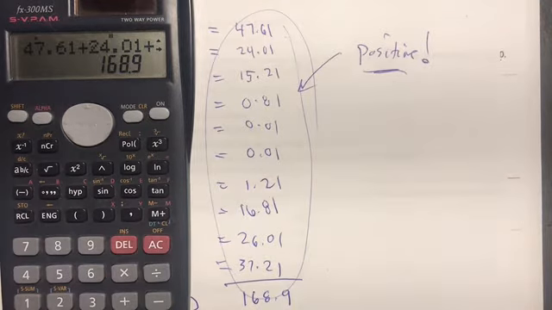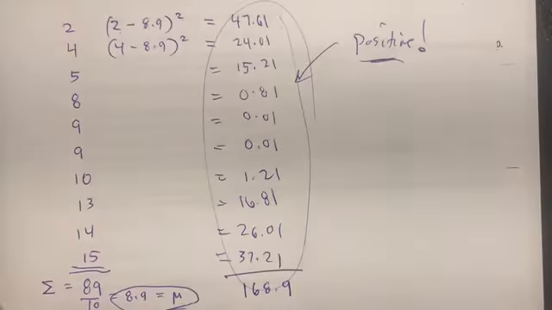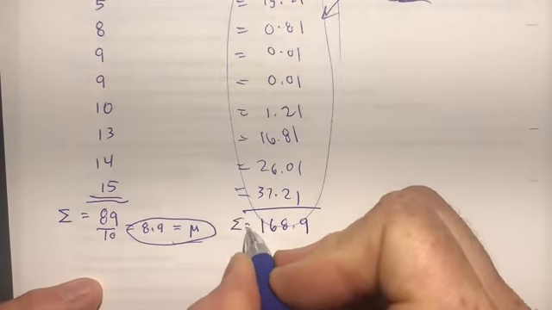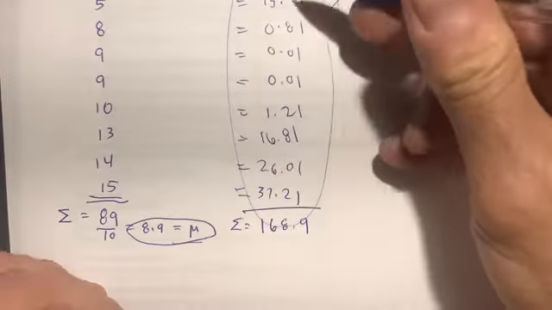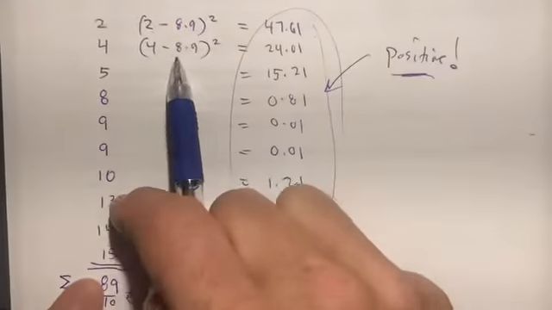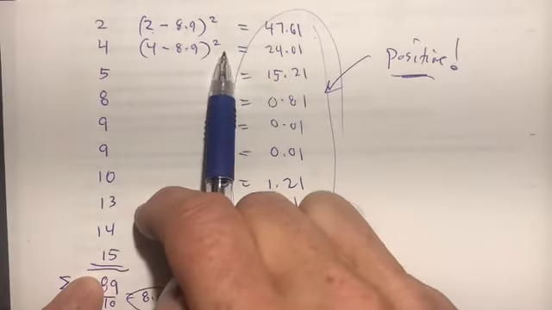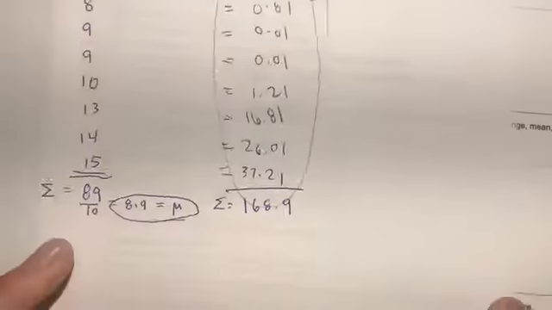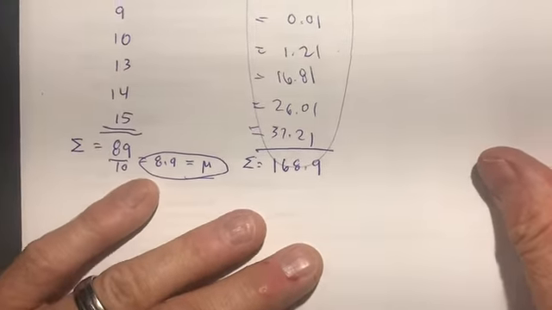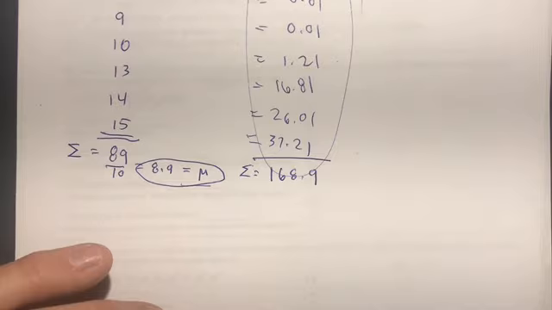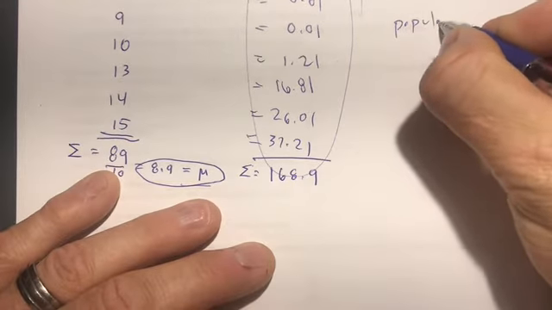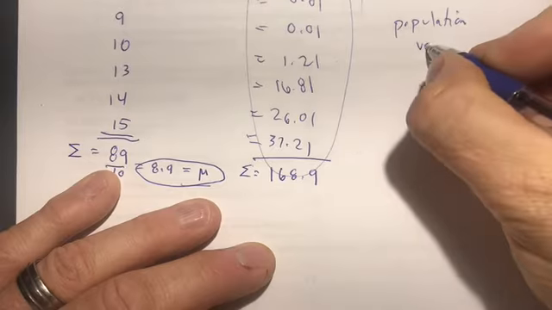All right, so this is my sum of this column here where I'm squaring the differences from the mean. The differences from the mean squared. I add all these up and I get this right here. Now here's the difference. Like I said, now you have population versus sample.